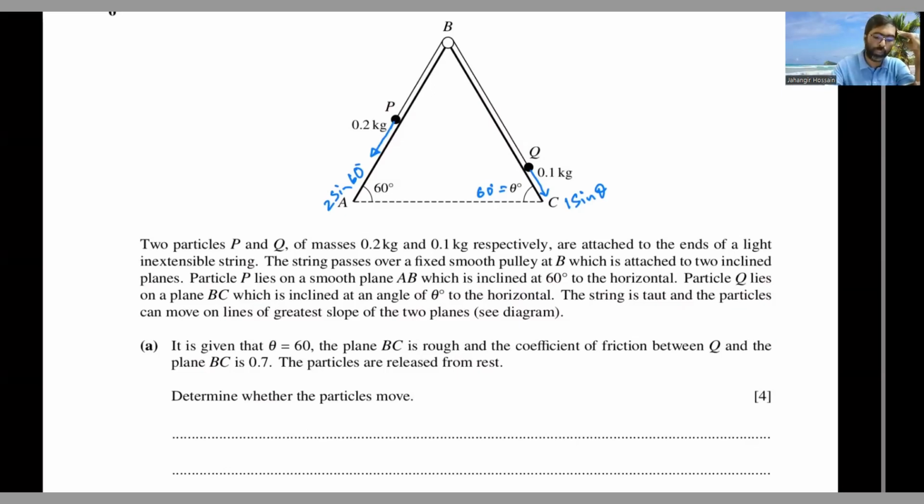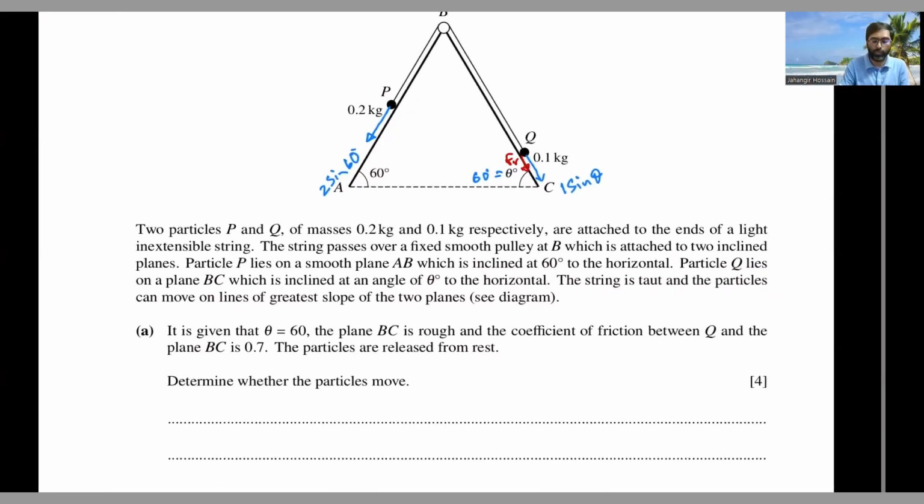But BC is rough, so there is extra friction. Now we have to determine whether 2 sin 60 is more than friction plus 1 sin theta. If 2 sin 60 is more than friction plus 1 sin theta, then particle P moves. Otherwise, the system cannot move.